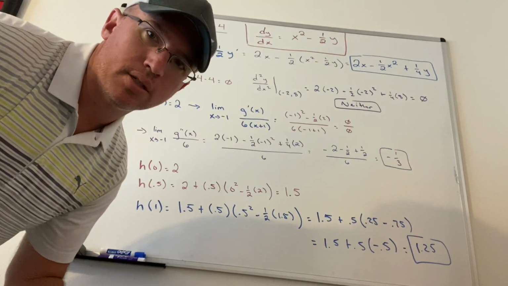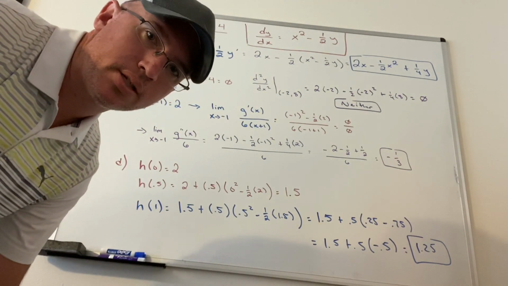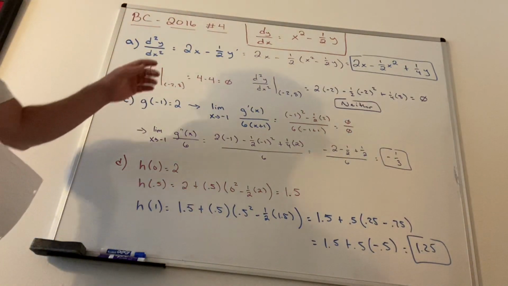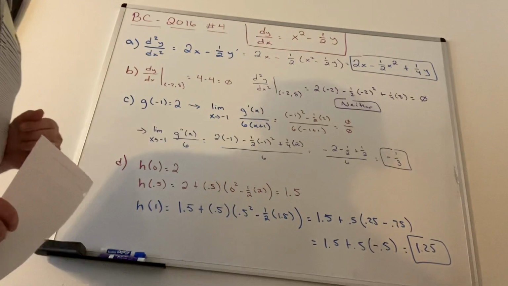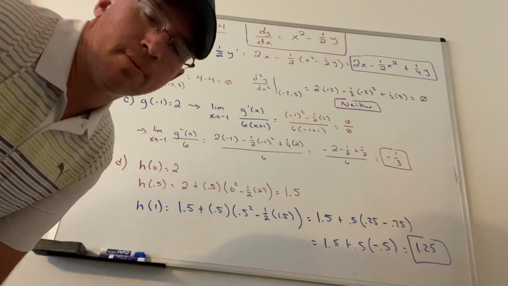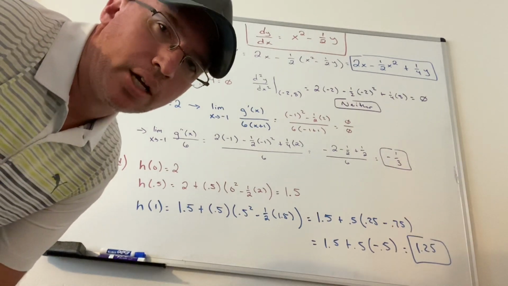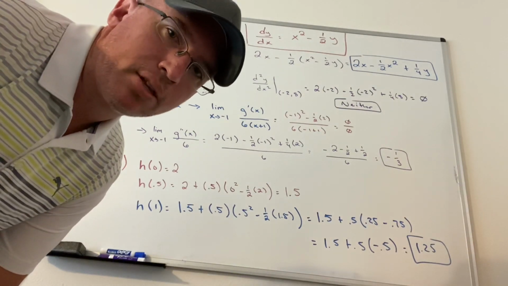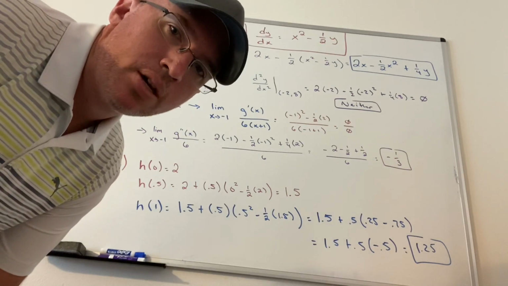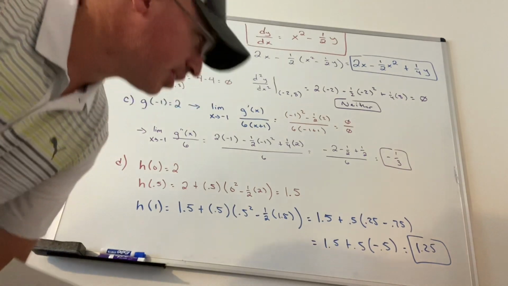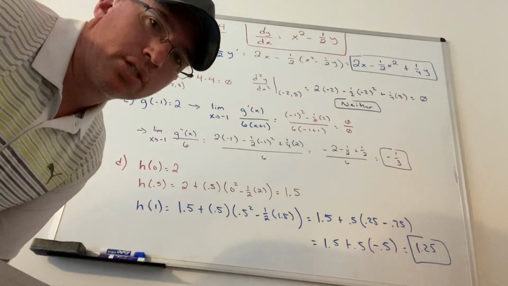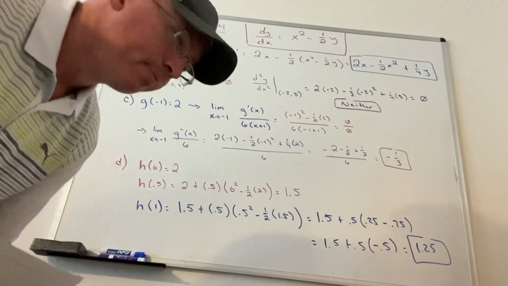All right, guys, this is the 2016 BC exam. This is question number 4. You're given a derivative, and you're asked to do a bunch of stuff with it. Before I get started, throughout this question it says let y equals f of x be a particular solution, or let y equals h of x be a particular solution. When that happens, it's saying that this is the derivative of those particular solutions. So just keep that in mind.